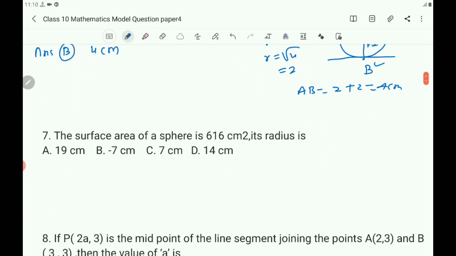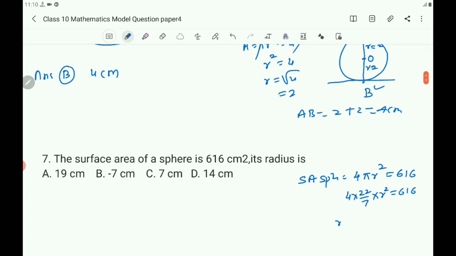Then you take the 7th question. The surface area of a sphere is 616 cm square. Its radius is. What is the formula to find the surface area of the sphere? That is, surface area of sphere equals, that you know, 4 pi r square. 4 pi r square. Then it is equals to what is given? 616. So 4 into 22 by 7 into r square equals 616.